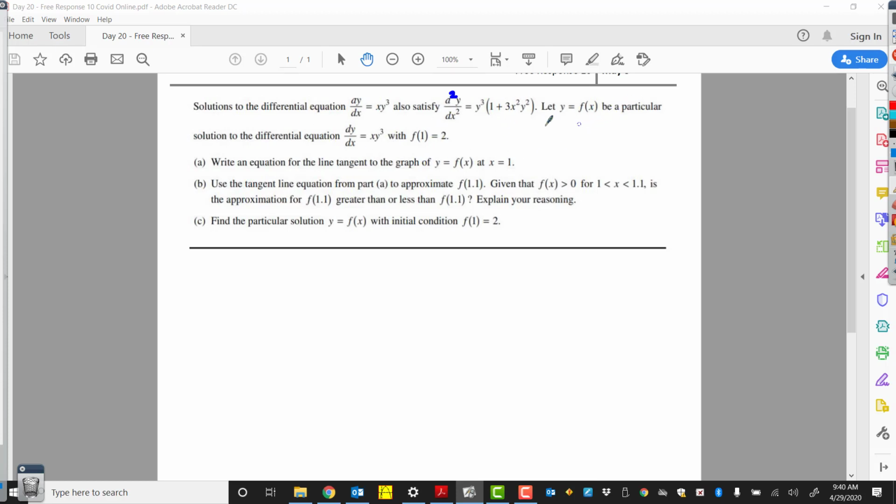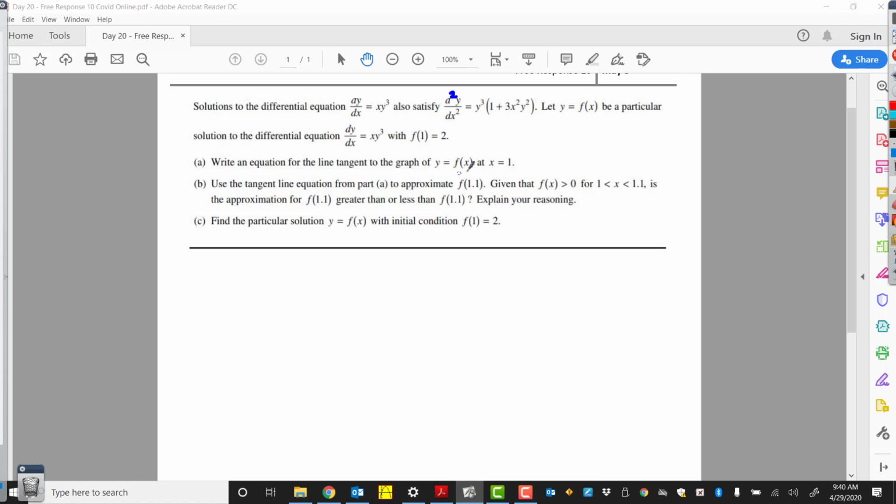Let y equal f of x be a particular solution to the differential equation. So f of x is the solution. dy over dx equals xy cubed. So we can find a solution to this. F of 1 equals 2. So when x is 1, y is 2.